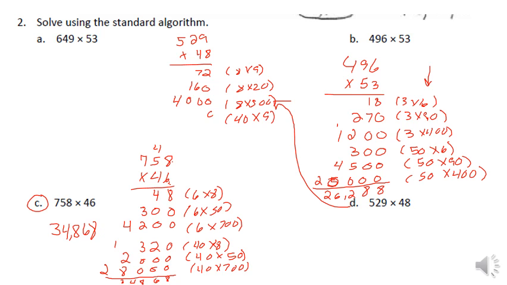Now we're moving to 40 times 9. We have 1 placeholder, 9 times 4 is 36. Now we have 40 times 20, which we have 2 placeholders, and 4 times 2 is 8. And our last one is 40 times 500. We have 3 placeholders, and 5 times 4 is 20.